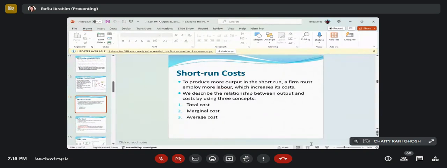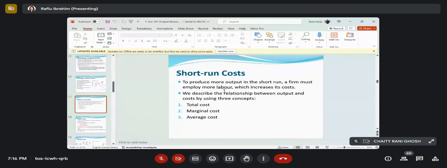We are going to see two different time frames, and for that the cost will vary. So we are going to see short run costs, and we are also going to see long run costs. Short run costs are basically three types of costs: total cost, marginal cost, and average cost. Now if you remember, this is a very easy topic. If you are attentive, I think that shouldn't be much difficult for you to understand this.